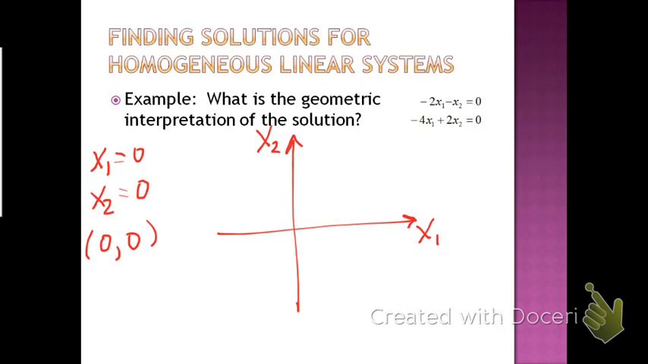Now let's look at the geometric interpretation of this trivial solution. If we have x1 equal to 0 and x2 equal to 0 in R2, this is actually just the point at the origin.